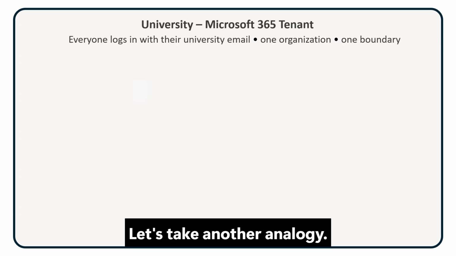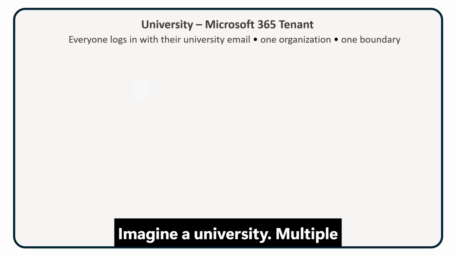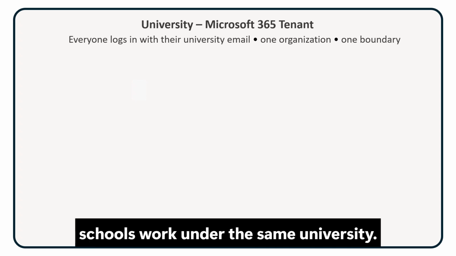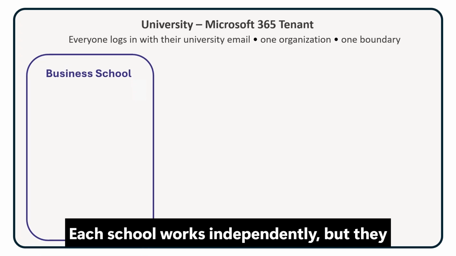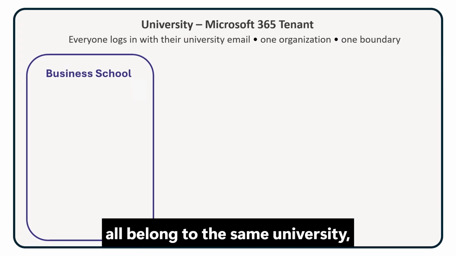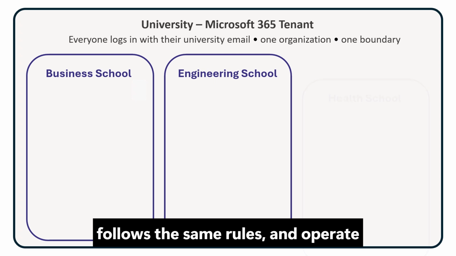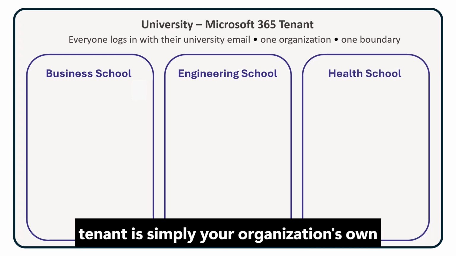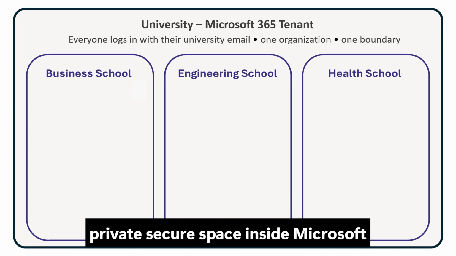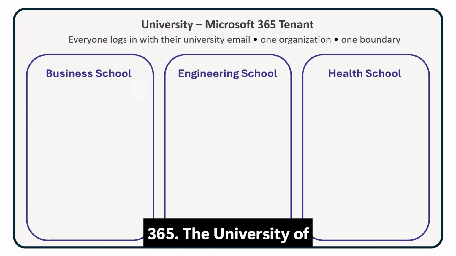Let's take another analogy. Imagine a university. Multiple schools work under the same university. Each school works independently, but they all belong to the same university, follow the same rules, and operate within the same secure system. A tenant is simply your organization's own private secure space inside Microsoft 365.